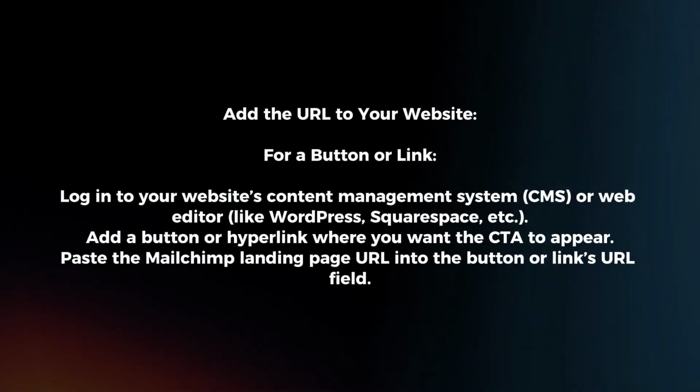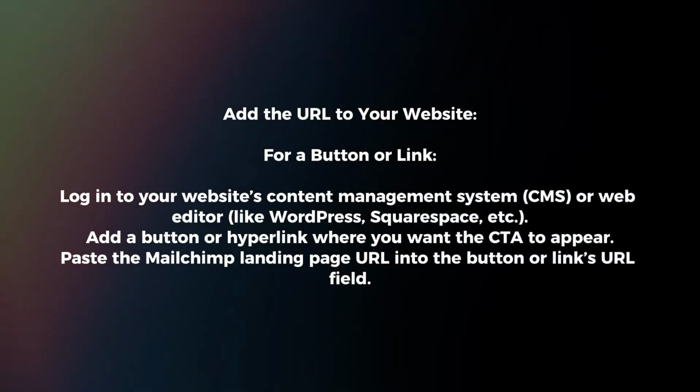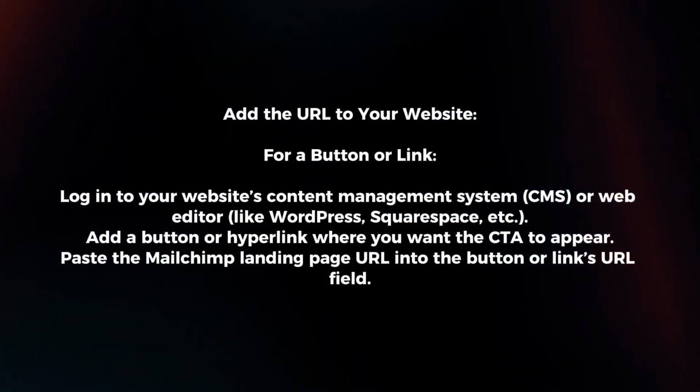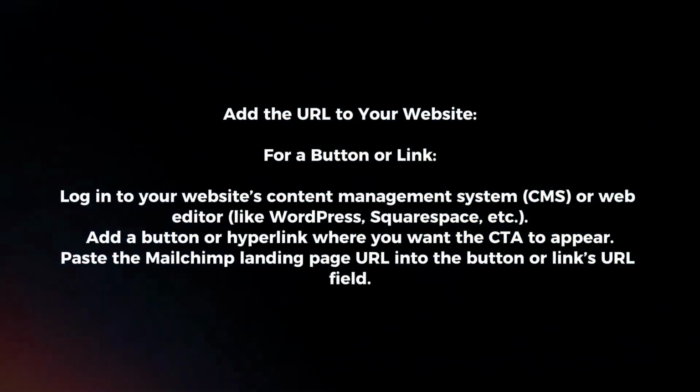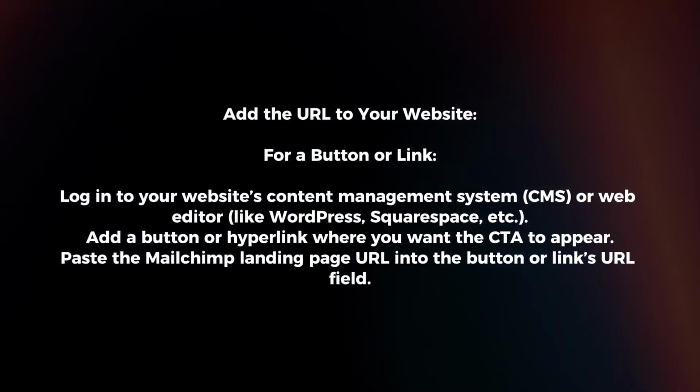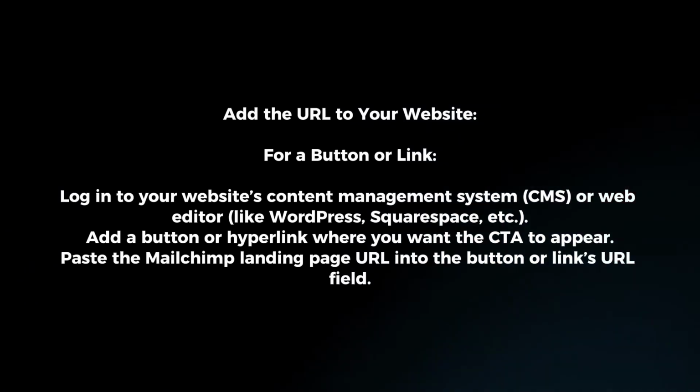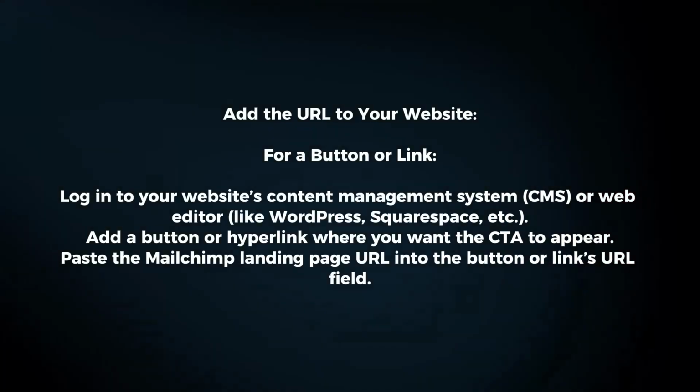Add the URL to your website. For a button or link, log into your website's content management system or web editor. Add the button or hyperlink where you want the CTA to appear. Paste the Mailchimp landing page URL into the button or link's URL field.